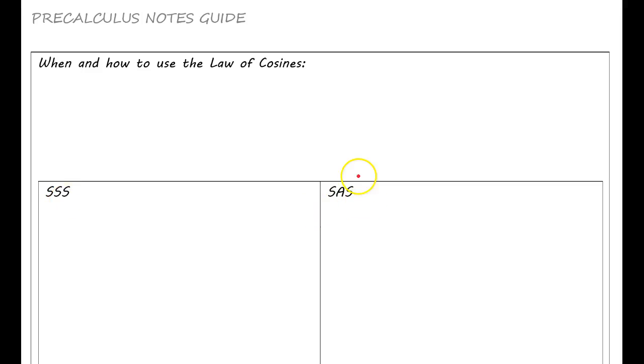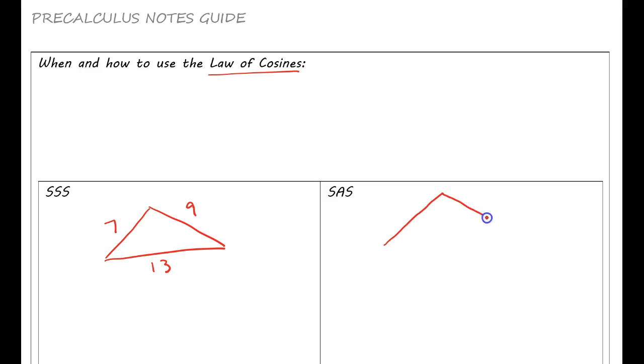So, for the last 2 kinds of triangles that were not mentioned on the other page, the SSS and the SAS, we have to use a formula called the Law of Cosines. Now, Law of Cosines looks really complicated. It is harder to memorize, but it's really easy to use. So with an SSS, that's really obvious. An SSS is, somebody has given you 7, 9, 13, something like that. And an SAS means that they've given you a side, then the angle between them, and then another side.